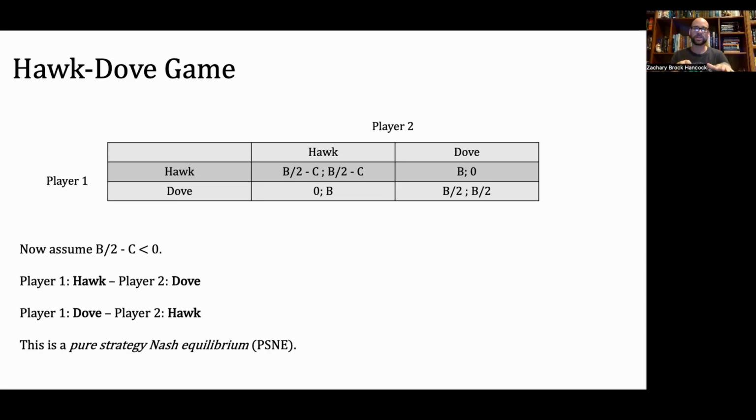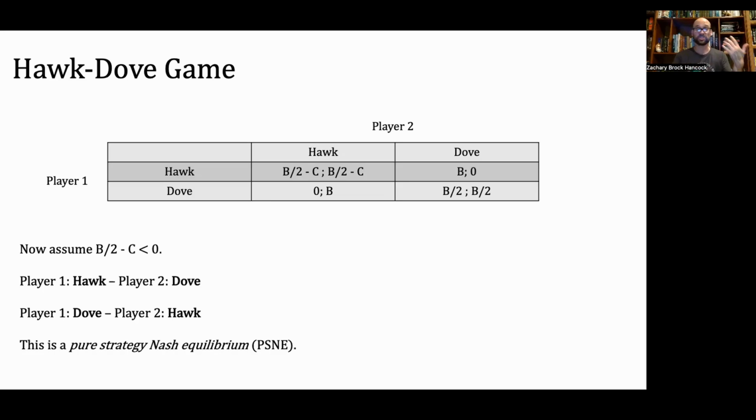Now let's assume the case in which b over 2 minus c is less than 0. That is, that the cost exceeds half of the benefit. So in this case, if player 1 plays hawk, what should player 2 play? Notice that if they also play hawk, both player 1 and player 2 will fall into the negative because b over 2 minus c is less than 0. And so both will come away worse off for it. However, if player 2 plays dove, even though player 1 will get all the resources, player 2 at least doesn't fall below 0. Hence, it's a better strategy for player 2 to play dove if player 1 has played hawk.